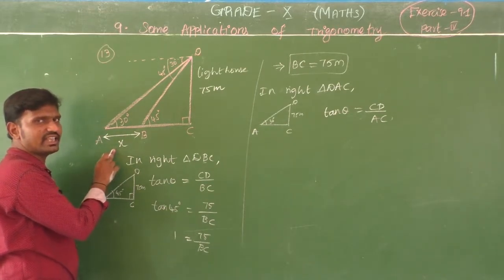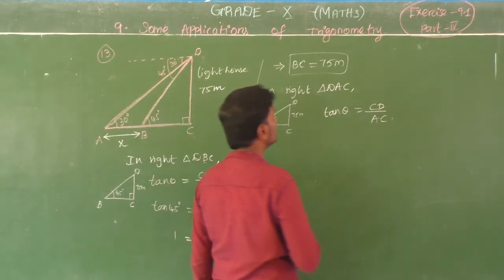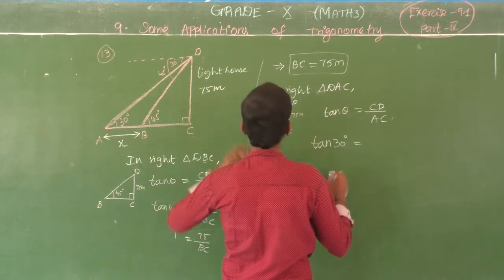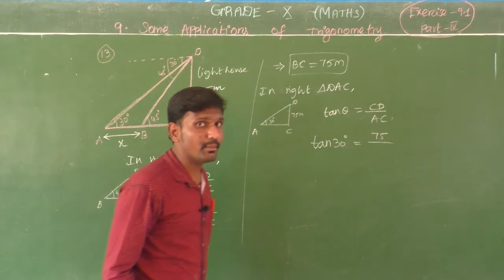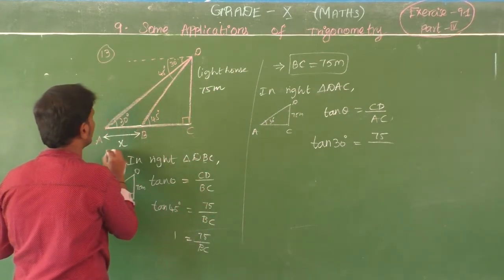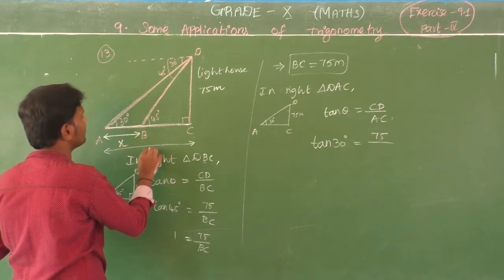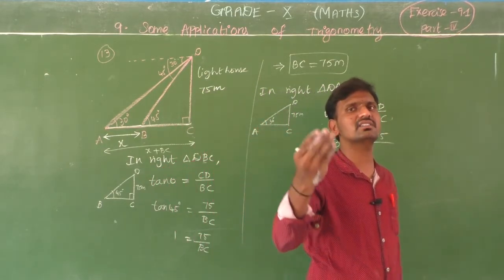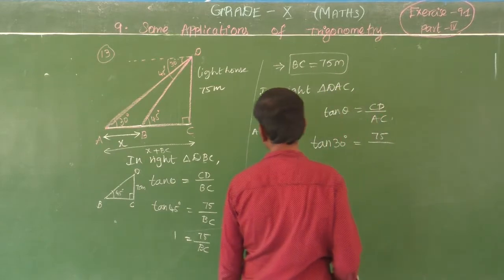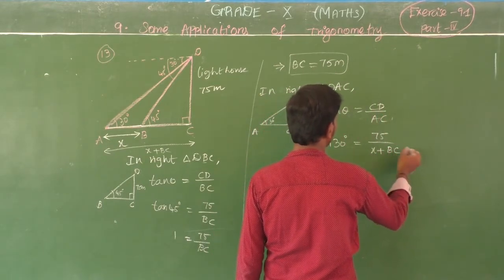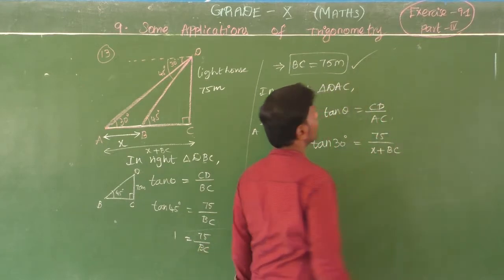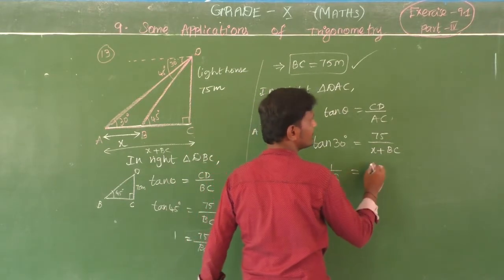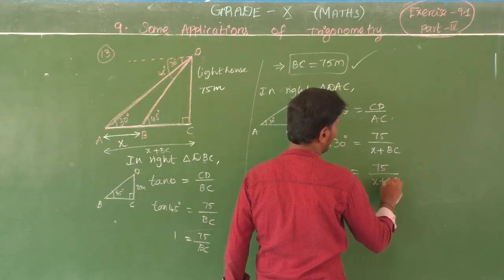So already we have mentioned this is X. And what is that angle? 30 degree. So tan 30 degree is equal to CD, which is 75 meter, divided by AC, meaning AB plus BC. So AB plus BC will be X plus BC. You could take BC as Y or some other variable, that's your wish, but I am taking the same X plus BC, because I already have the value of BC as 75 meter. So tan 30 degree, which is 1 by root 3, is equal to 75 by X plus 75.